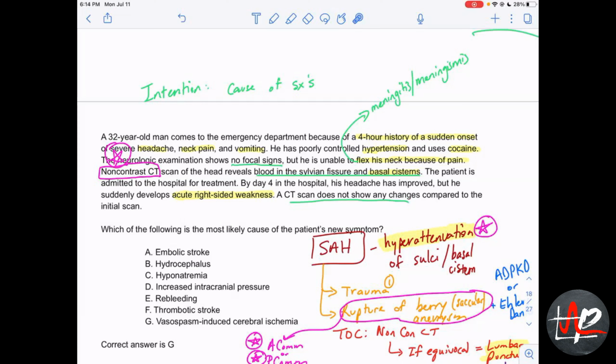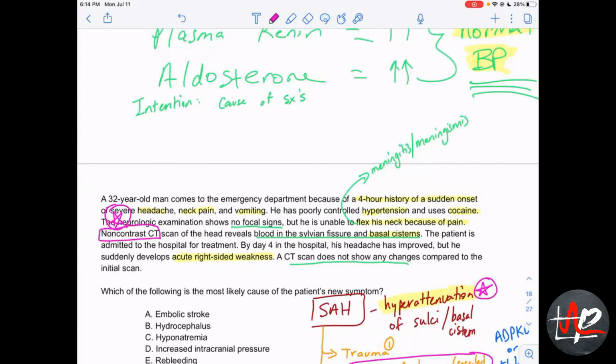Okay, so what you need to know about this patient's presentation is he has something called a sentinel headache. A sentinel headache is important with a subarachnoid hemorrhage. What it is, is basically a severe recurrent headache that may occur even weeks prior to the hemorrhage, so it could be days to weeks prior. And that's exactly what this guy had. He had this severe headache, neck pain, vomiting, and then all these other symptoms. And so the sentinel headache often throws people off on the test.